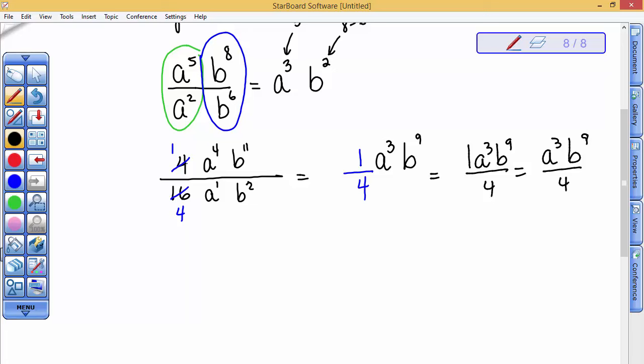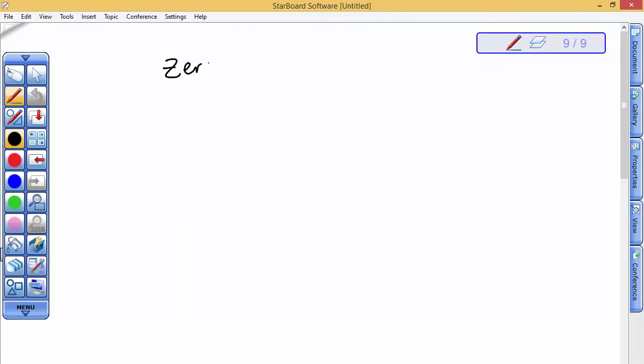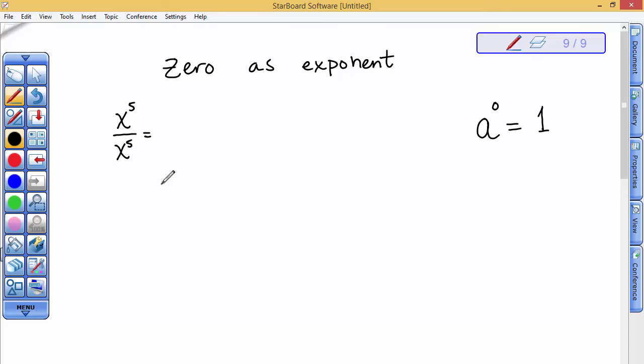Okay, finally, let's talk about 0 as an exponent. That's a tricky one. So first I'm going to tell you that anything raised to the 0 power is always equal to 1. So that's the rule. But let's talk about why. So let's take x to the 5th divided by x to the 5th. And we just got done doing some division. And in that division process, we said that we would subtract their exponents if the bases are alike. So 5 minus 5 would give us x to the 0 power.